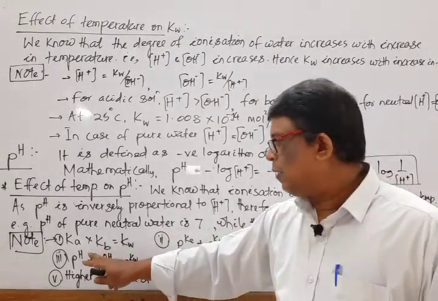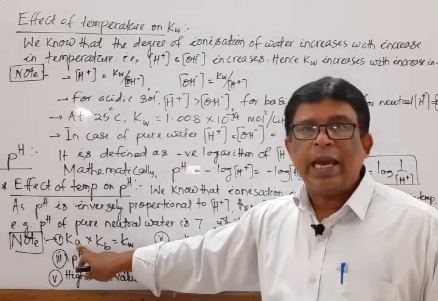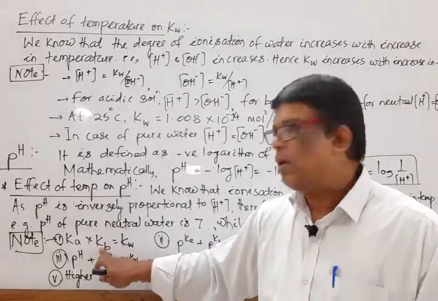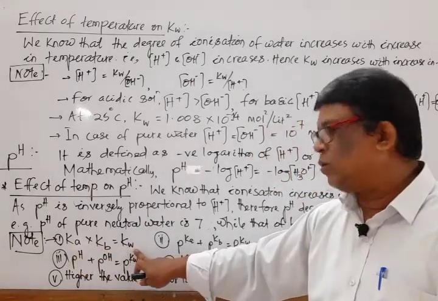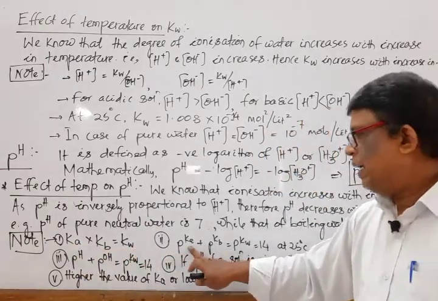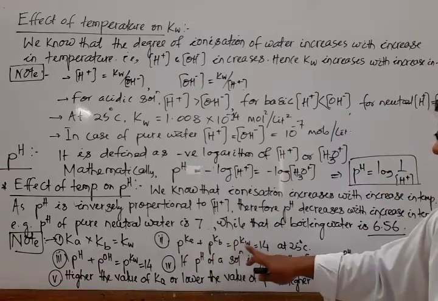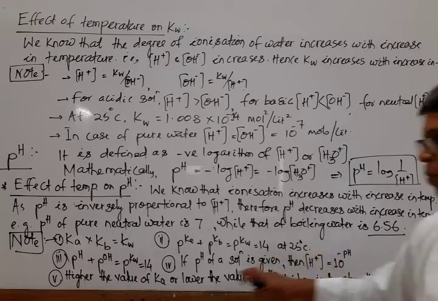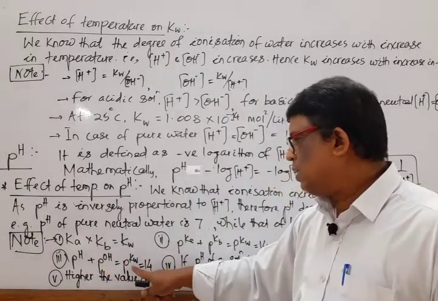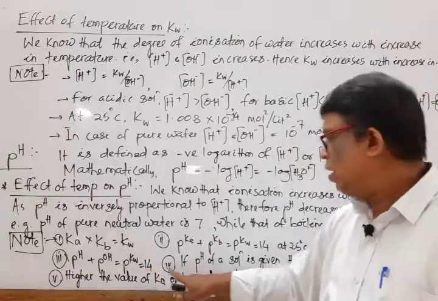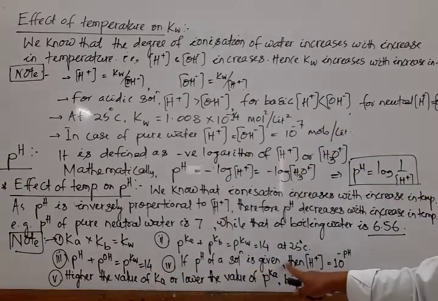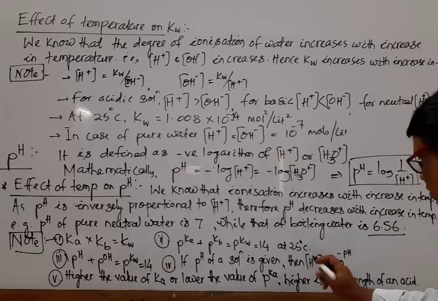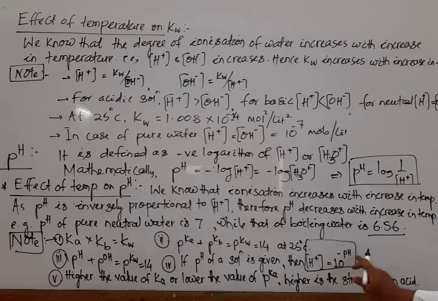Next, some points are there. Ka, what is pKa? Minus log Ka. Kb, what is pKb? Minus log Kb. So Ka into Kb is equal to Kw. Similarly, pKa plus pKb is equal to pKw, which is equal to 14 at room temperature 25 degrees centigrade. Another point, pH plus pOH is equal to pKw, which is equal to 14. Next point, if the pH of a solution is given, then H plus ion concentration is equal to 10 to the power minus pH.